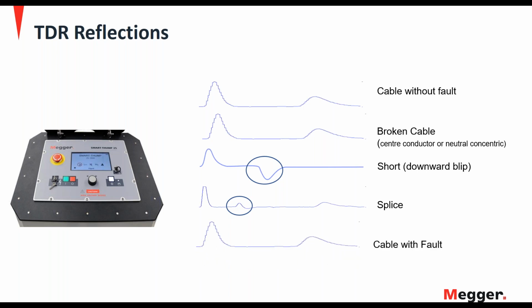And then we can have a cable with a fault. And the radar by itself cannot see that fault. It needs the arc reflection method. We'll circle back to that in a minute.